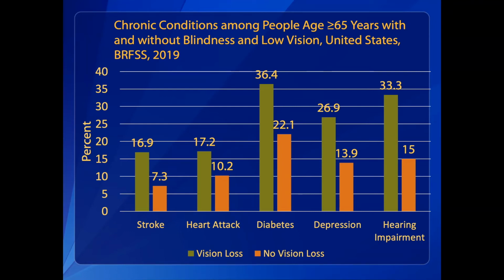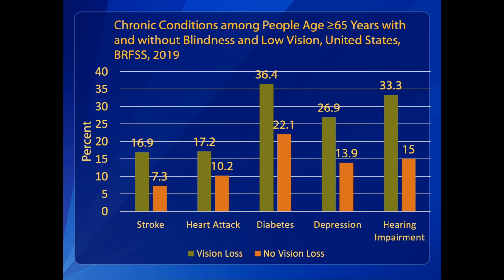And that makes sense. So you have diabetes involved in diabetic retinopathy, vision loss. So that pathway makes sense. Then people with vision impairment, about 27% report depression compared to 14% nationally. A lot of variation state to state. People with vision impairment are twice as likely.